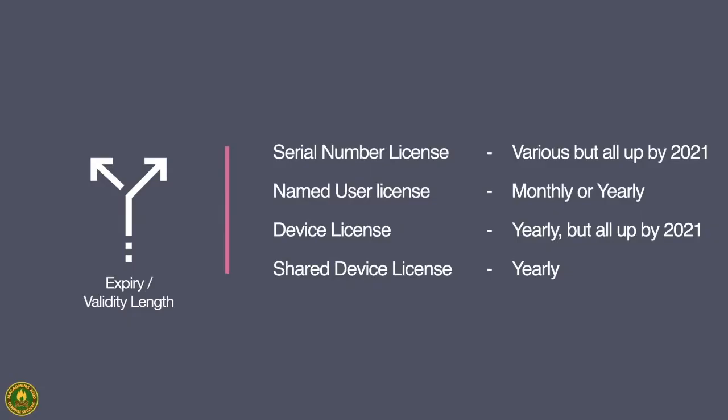First up, license expiry or validity length. Serial number licenses will depend on your agreement with Adobe or resellers, but all of those should expire by 2021, replaced by shared device licenses. Named user licenses tend to be monthly or yearly, but it will depend on what option you went for when you ordered those. Device licenses will typically be yearly, but again, these will be finishing up around 2021, if not already for you guys, and they've been replaced by this shared device license. And lastly, that shared device license would typically be yearly and would be the only real shared device license model going forward.